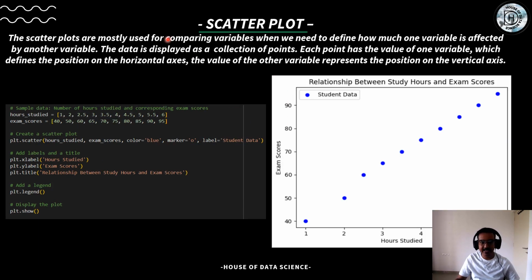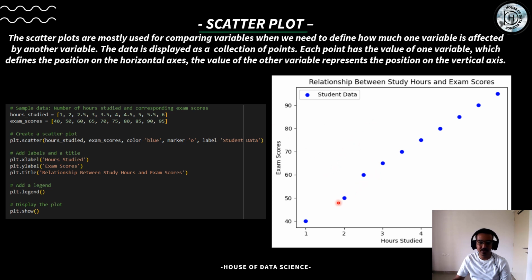Then comes the scatter plot. Scatter plots compare variables when you need to define how much one variable is affected by another. For example, the number of hours you studied and how much score you got. You can do this with a line graph as well, but if you want to show only the dotted points, then a scatter plot can be used. Even a line graph can be used, but a scatter plot might look a little neater and cleaner as well. So you can use that.